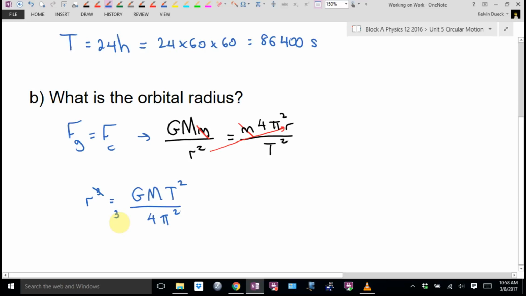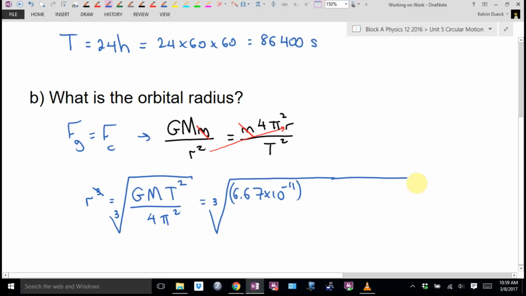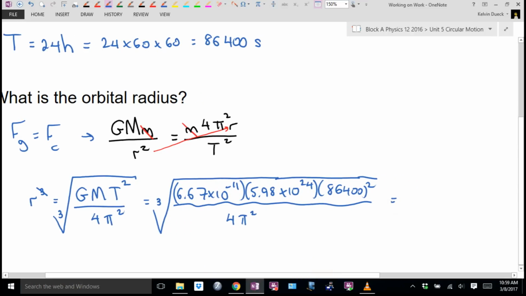Oh, boy, I get to use a button I hardly ever use on my calculator. So it's going to be the cube root of 6.67 times 10 to the negative 11. I don't know about you, but I've got all the Aladdin music still running through my head. Those are catchy. Anyways, okay. People on YouTube are, what? 5.98 times 10 to the 24th. 86,400. Don't forget the squared. Divided by 4 pi squared. What do I get?